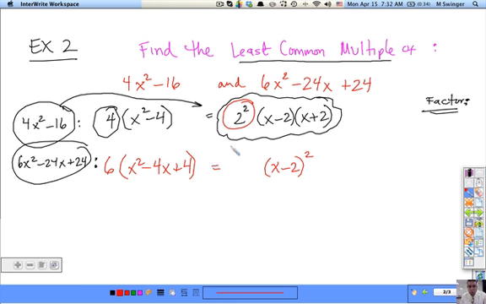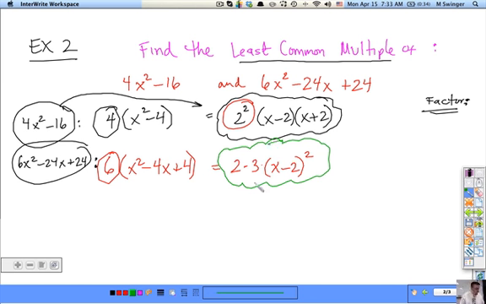Because of the rule that I say, you're going to have to do this or you're going to be very confused, okay? Now, what about 6? 6 breaks down into prime factors, 2 times 3. So that's what I write: 2 times 3 times x minus 2 squared.